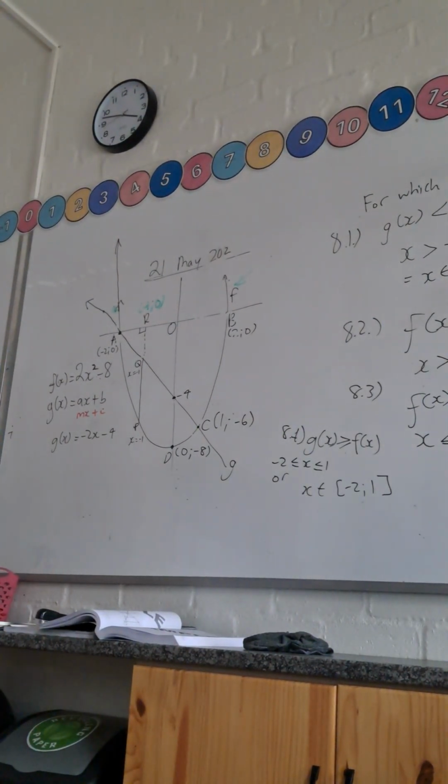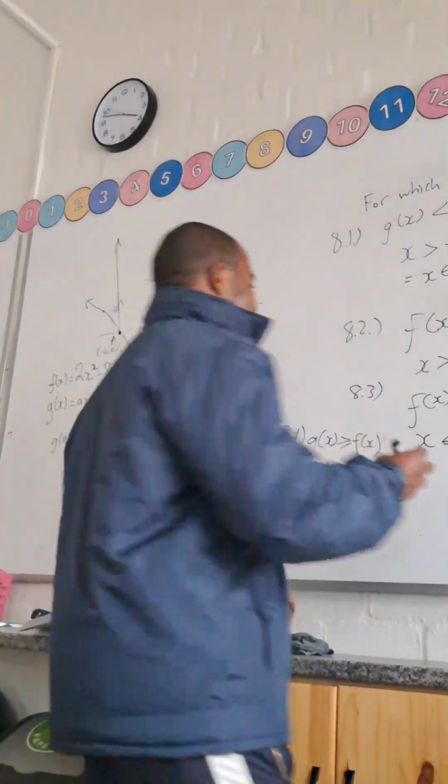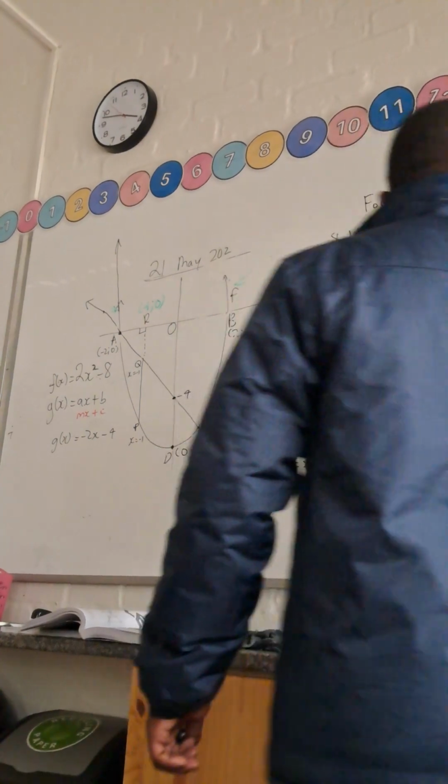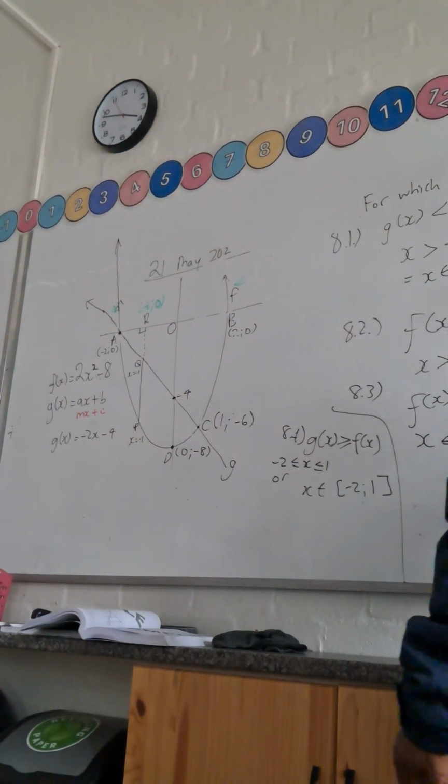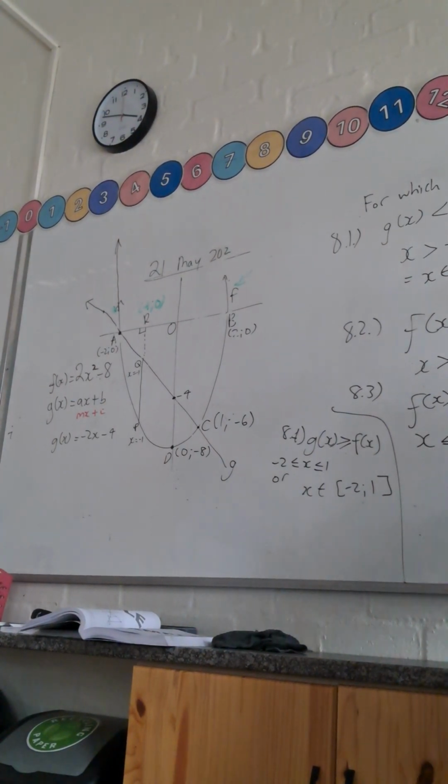So if I were to do it for 8.3 and write it as elements. Oh, we didn't do that. This is our last one, right? So write this as an element. We say x is an element from minus infinity, we stop at negative 2, and x is from 1 to positive infinity.